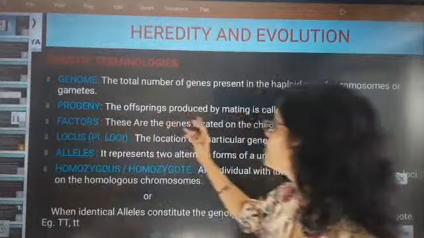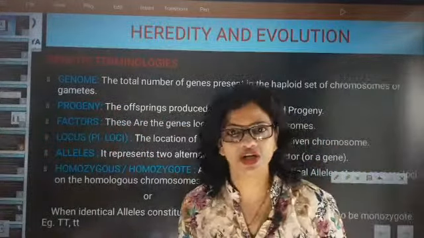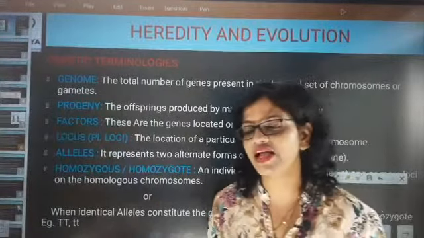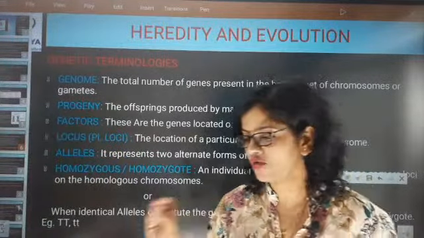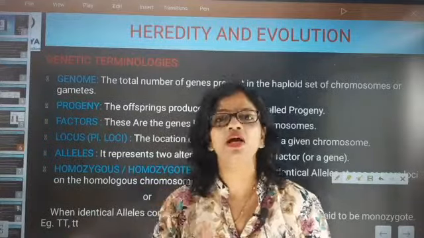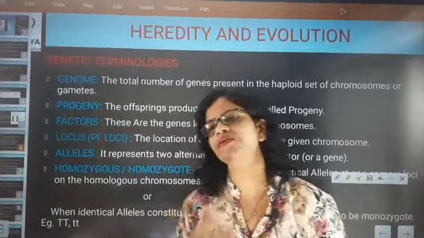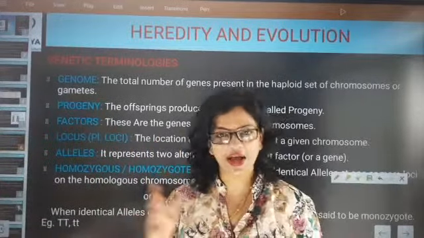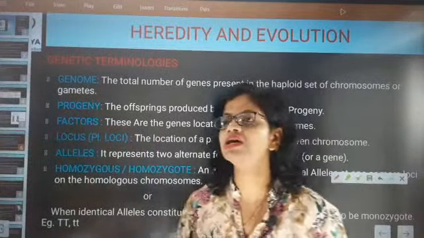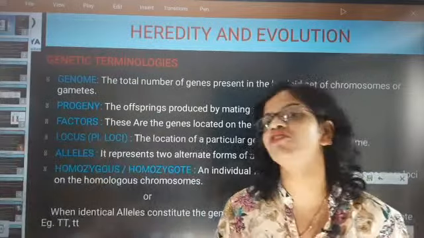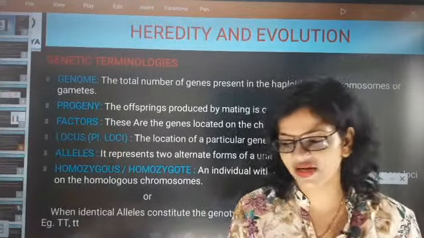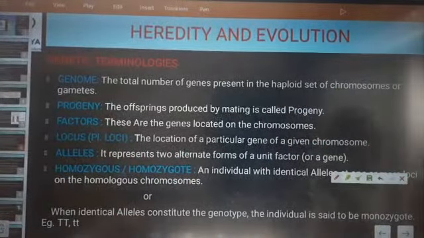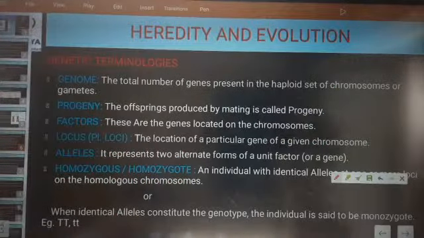The offspring produced by mating is called progeny. In simple terms, when parents of opposite sex, male and female, have a child, the child is called the progeny of the parents. That is the product of that. So the offspring produced by mating is called progeny.